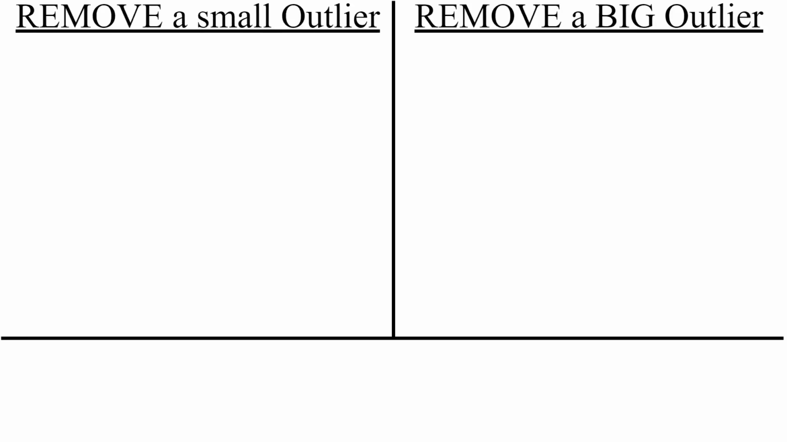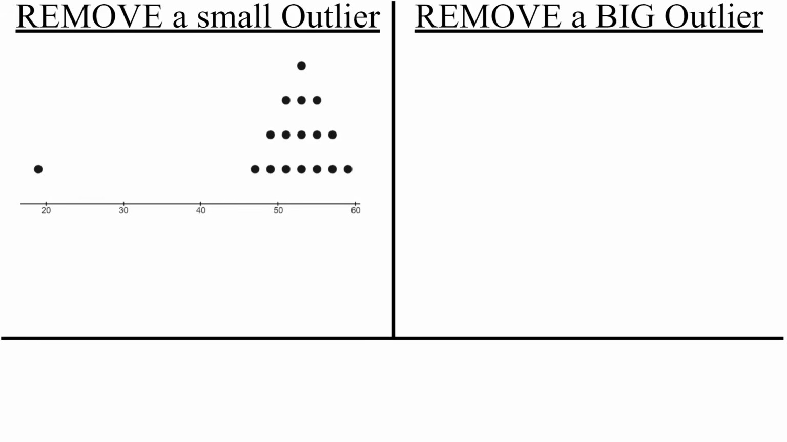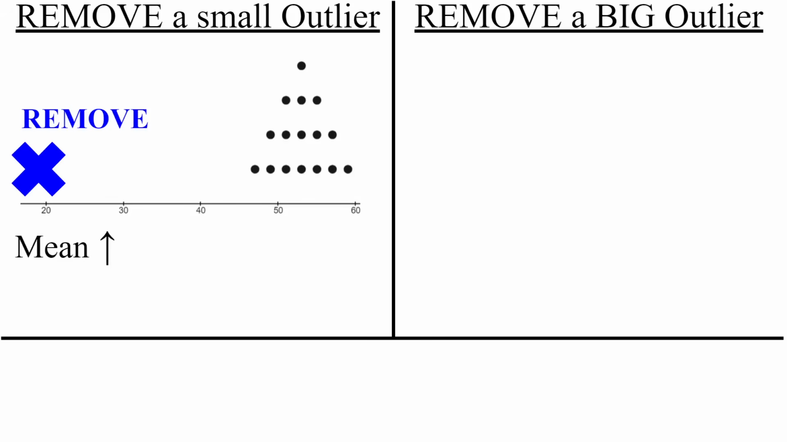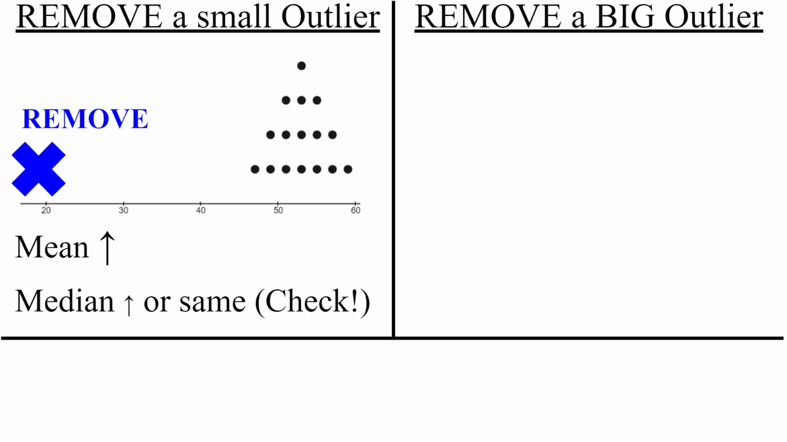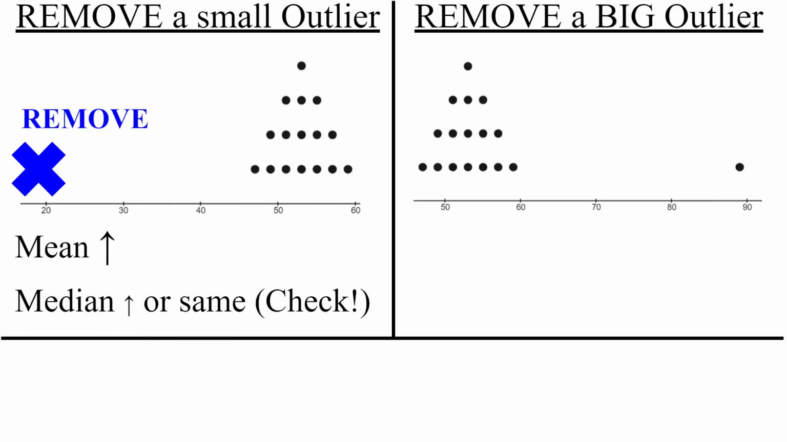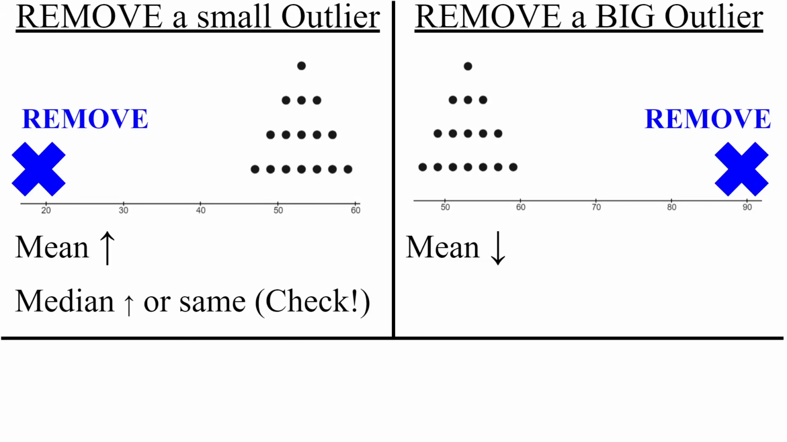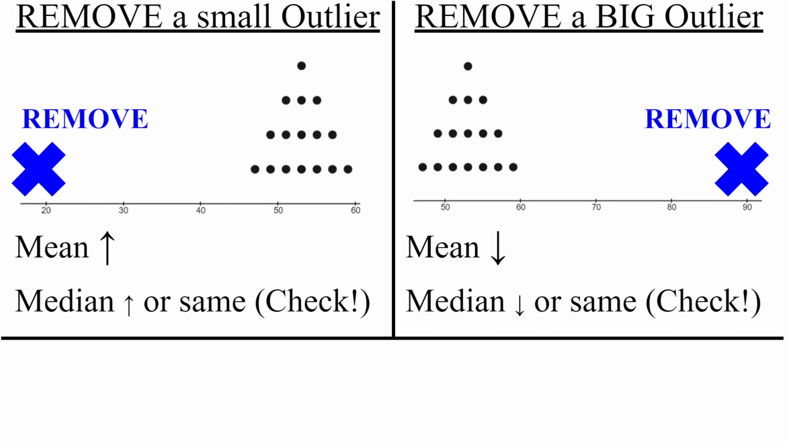Okay, great. Now, this is kind of redundant, but if you take away a smaller or big outlier, everything we just did, the same happens, but now it's just the opposite. So if you remove a small outlier, now your mean will go up considerably, and the median will go up a little or stay the same. And if we remove a big outlier, the mean will go down considerably, and the median will either do the same thing the mean does or stay the same.